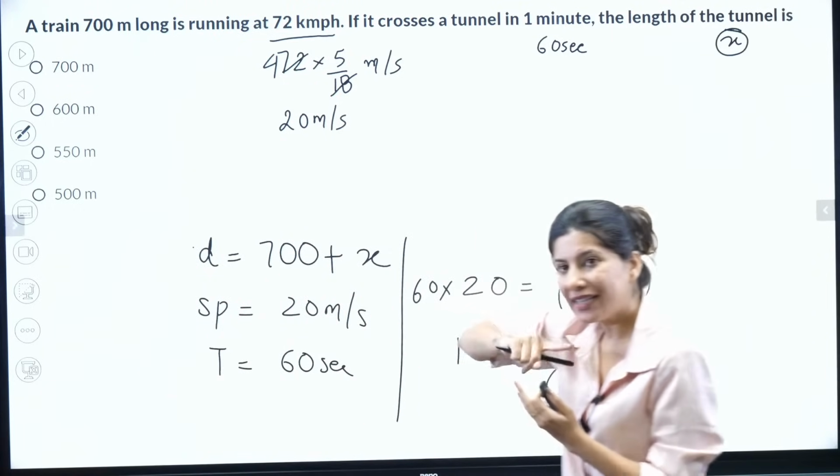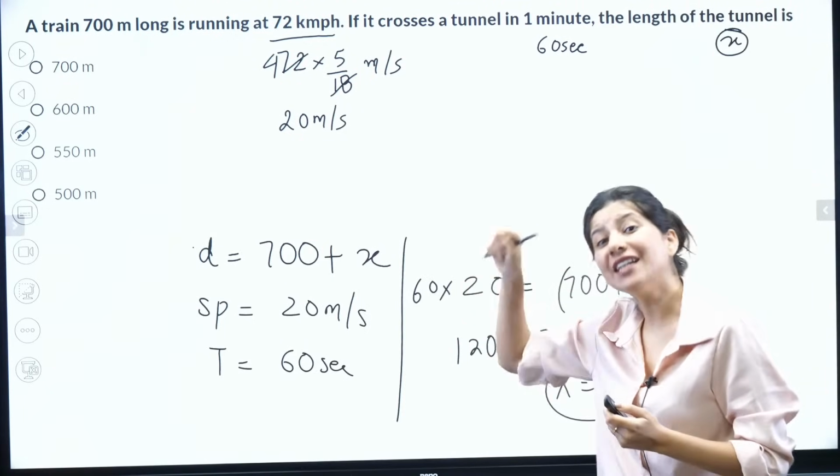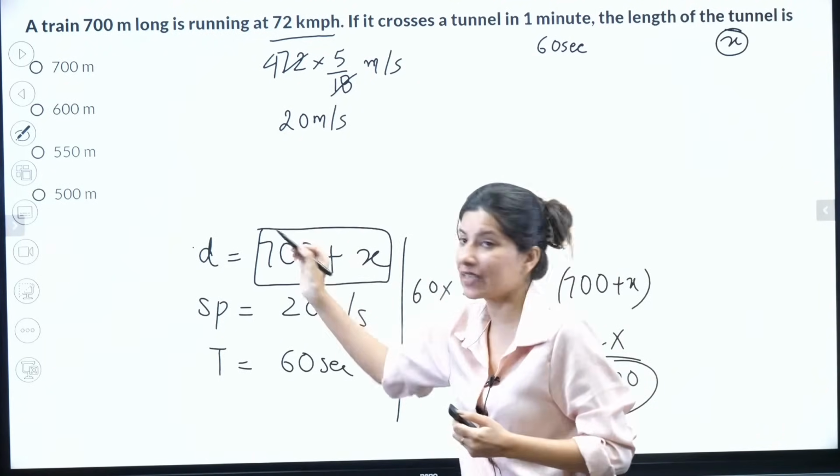So we have to cover the length of the train, that is the first thing, and we have to cover the length of the tunnel as well. So that's why we are adding it. So relative distance, we can say.